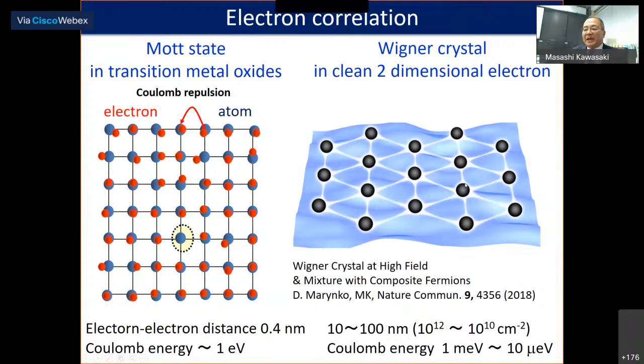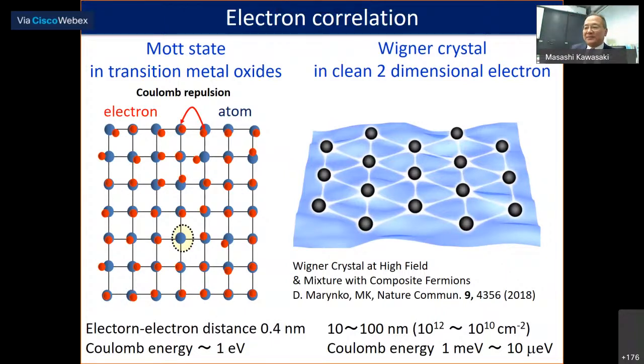So if you think about electron correlation, over the last decades people have been enjoying electron correlation effects in 3D transition-metal oxides like manganite. In the case of manganite, an electron sits on each atomic lattice site, meaning the electron distance is 0.4 nanometer, very short. That's why the Coulomb interaction is very large. This Coulomb energy is about 1 electron volt. This is the Coulomb gap, the charge gap in correlated electron oxides.